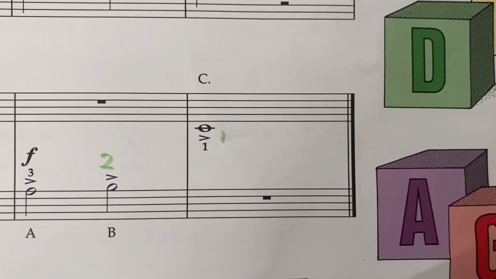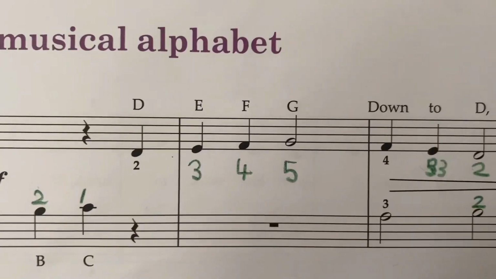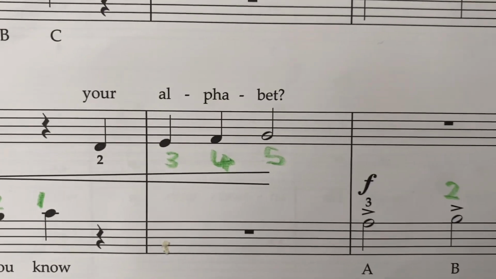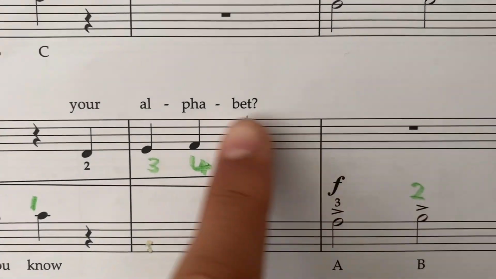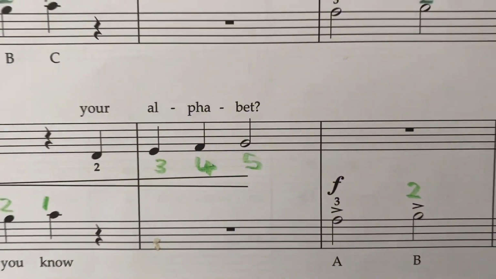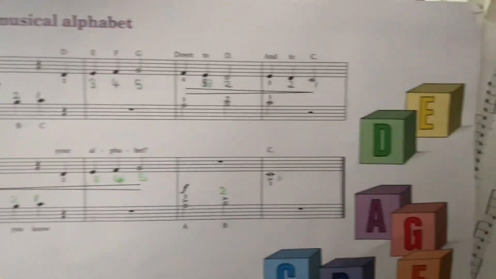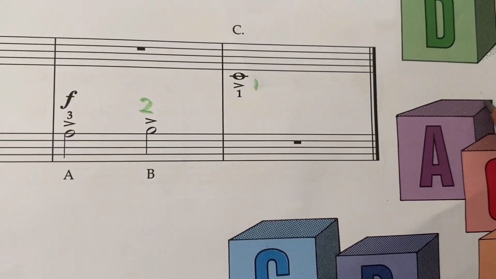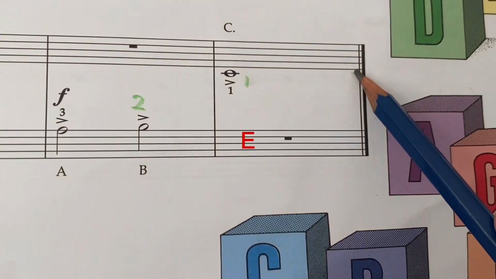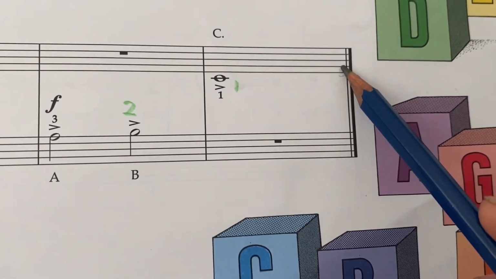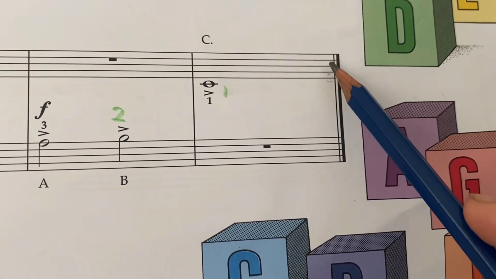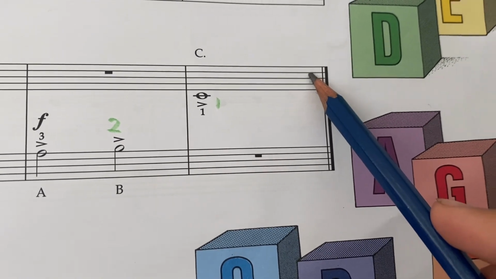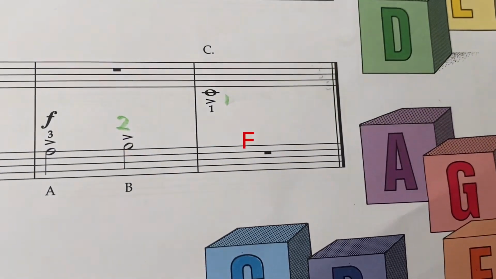Each line represents a different note. Notes can lie on lines such as this, or they can lay on spaces like this in the middle of the lines. On the treble clef, these are what the lines represent. This first line is E, the second line is G, the third line is B, the fourth line is D, and the fifth line is F.